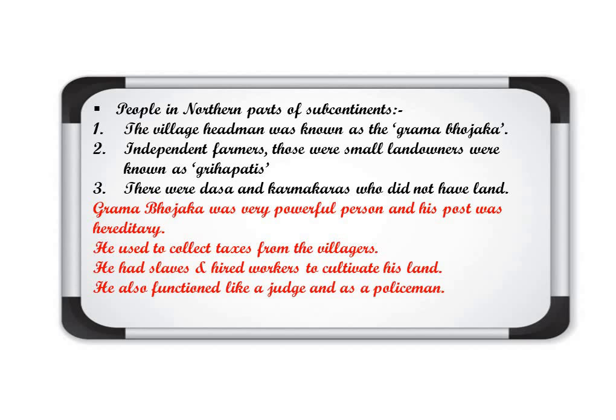So this we can write as the different functions of Gram Bhojka. He used to collect the taxes. He was having different slaves or workers to cultivate his land. He was functioning like a judge. He was functioning like a policeman also.